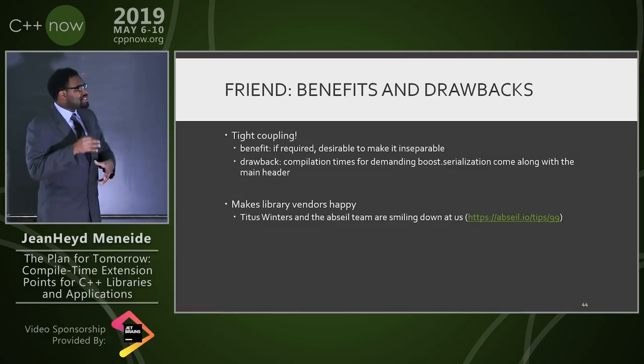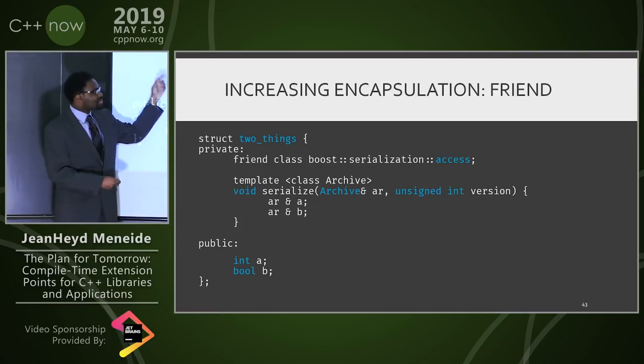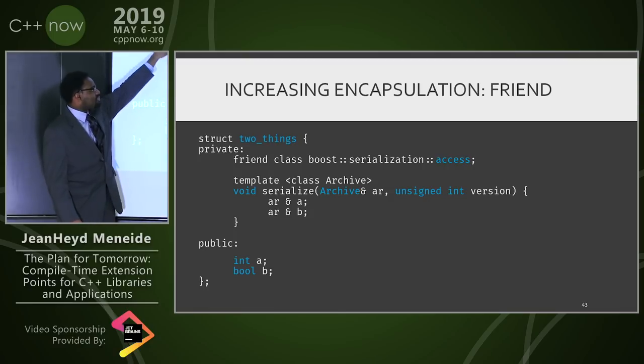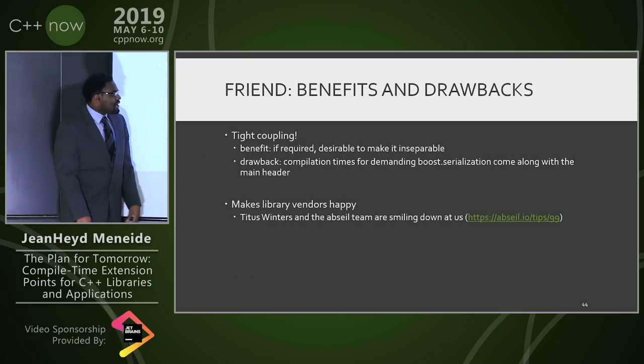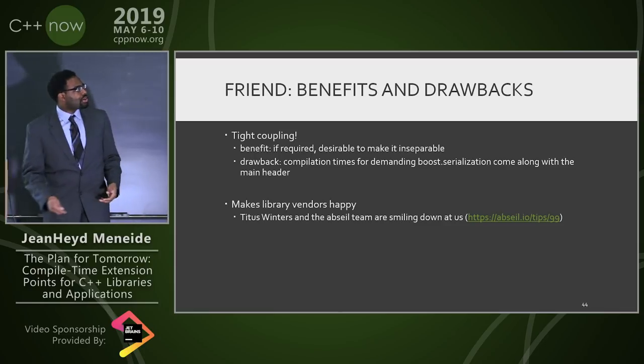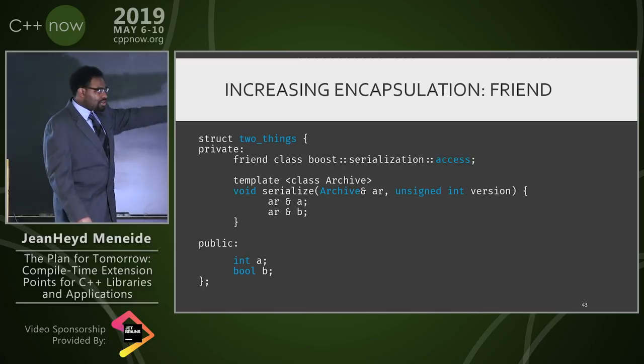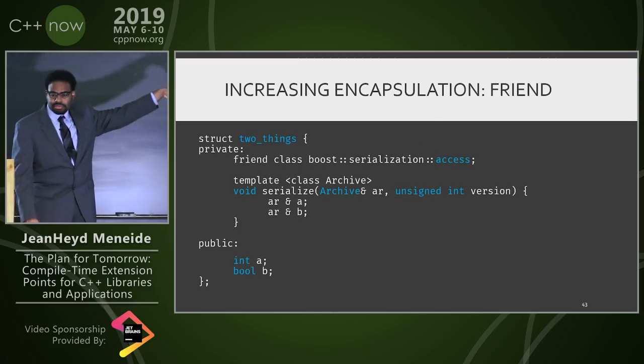But it's not necessarily that bad, because Titus Winters and the Abseil team are very happy with these kinds of extension points, using either a friend class or friend function. Because that's what they've been advocating for their library, and that's actually what they use extensively all around. And so that's basically an overview of function template overloading, right?